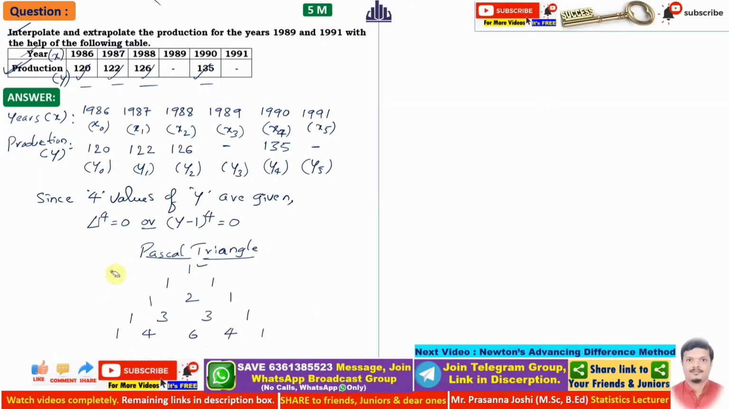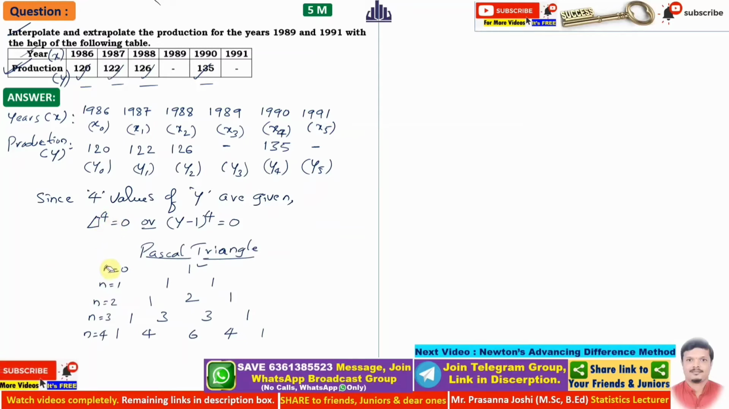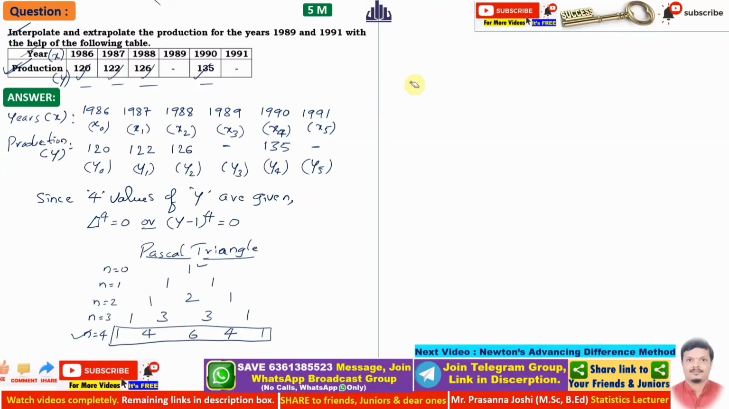This first value, whatever we have written, it represents n is equal to 0, and n equal to 1, n equal to 2, n equal to 3, n is equal to 4. Since here, if we consider delta to the power n, in place of n we have 4 here. That's why we have to concentrate on this, n is equal to 4. So these are the coefficients of the binomial expansion. Let us just write down these coefficients: 1, 4, 6, 4 and 1.